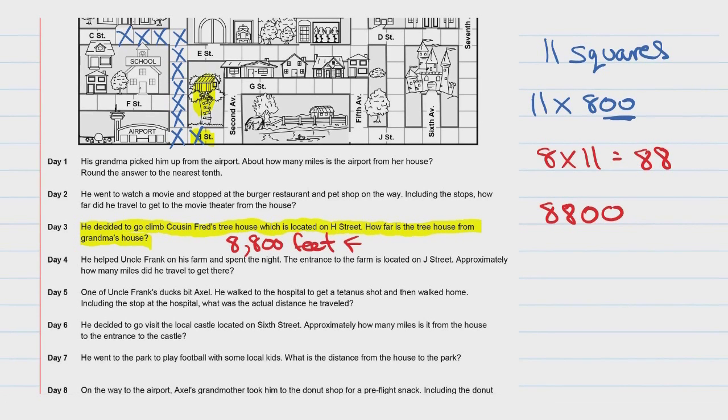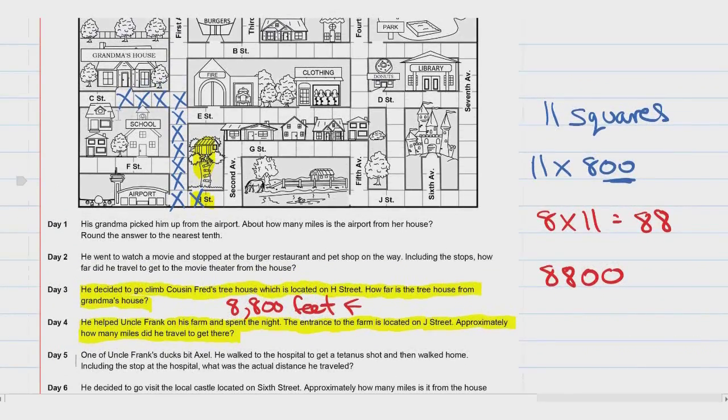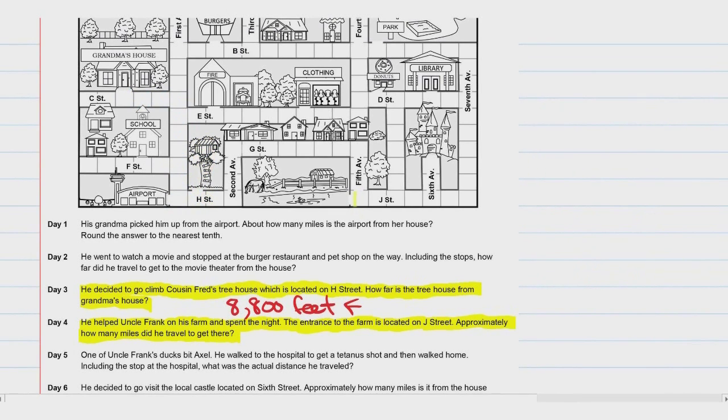Let's take a look at day 4. He helped Uncle Frank on his farm and spent the night. The entrance to the farm is located on J Street. Approximately how many miles did he travel to get there? So first off, let me clean this up. So on J Street is the entrance right there. And on this problem, we do have to calculate into miles. So it's a little more time consuming, a little more difficult.